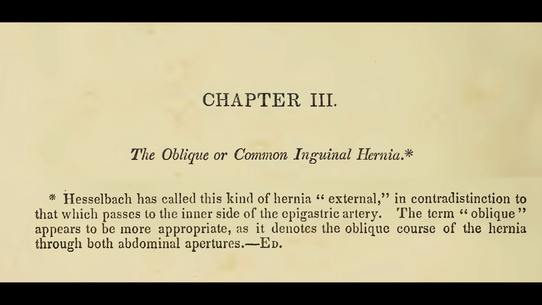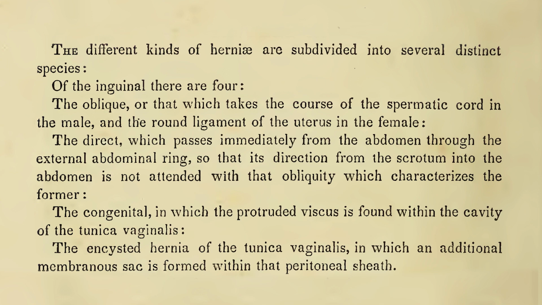Footnote. Hesselbach has called this kind of hernia external, in contradistinction to that which passes to the inner side of the epigastric artery. The term oblique appears to be more appropriate as it denotes the oblique course of the hernia through both abdominal apertures. Ed. End of footnote. The different kinds of hernia are subdivided into several distinct species.